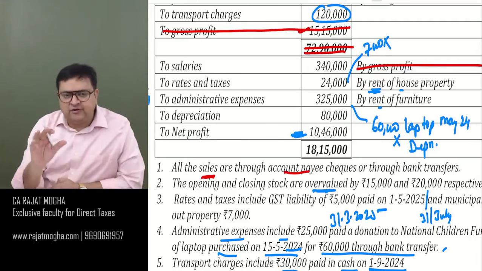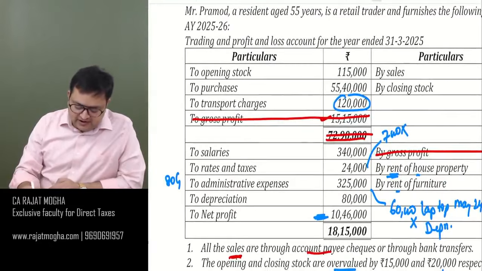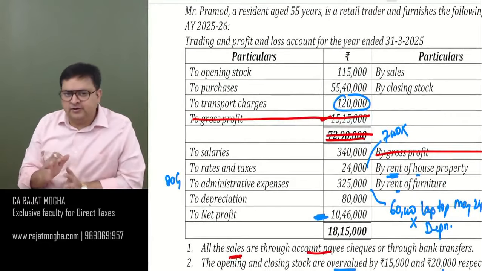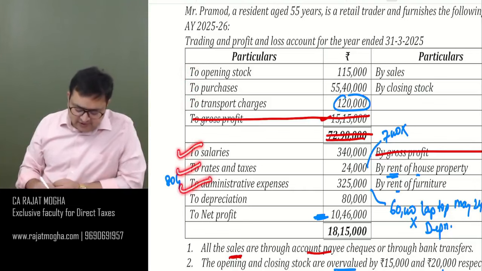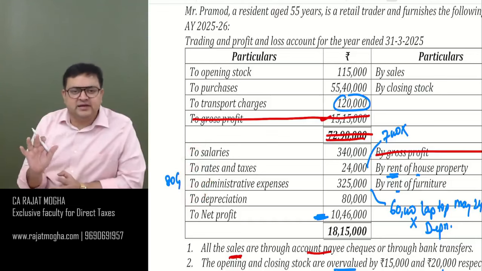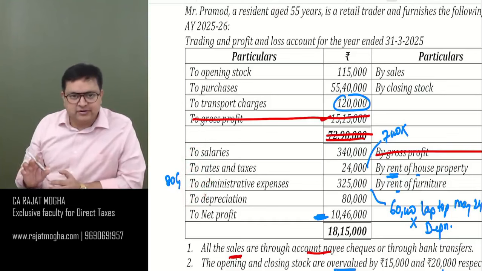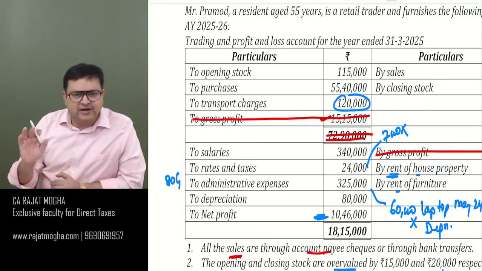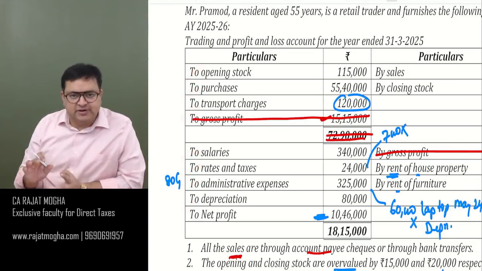Let us not look at the information. Let us look at the debit side only, right? Opening stock as of now, we'll look at the information in the 4th step. Opening stock, purchases, transport charges, salaries, rates and taxes, admin expenses, depreciation, we are okay. Just look at step number 2. I'm not adjusting anything. We'll do everything regarding information in step number 4, right? So step 2, we are perfectly okay with it. All the expenses which we find prima facie seem to be okay with me.